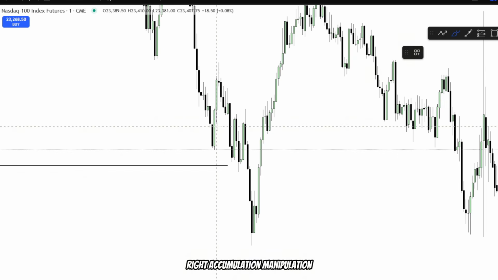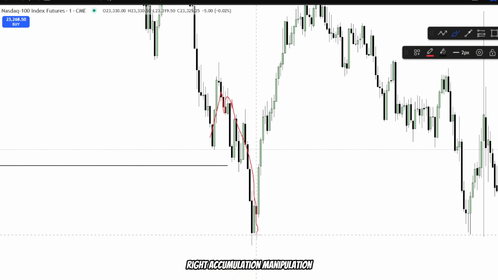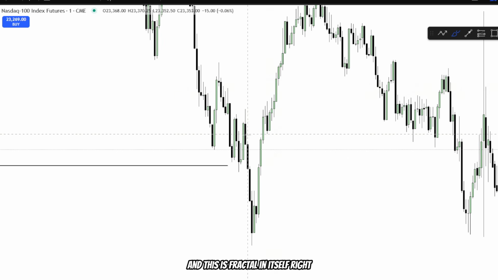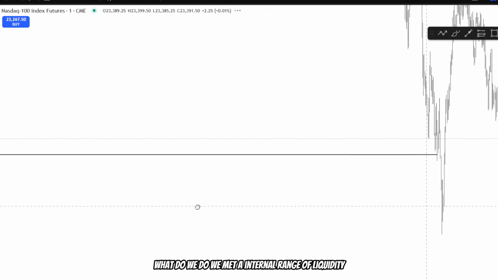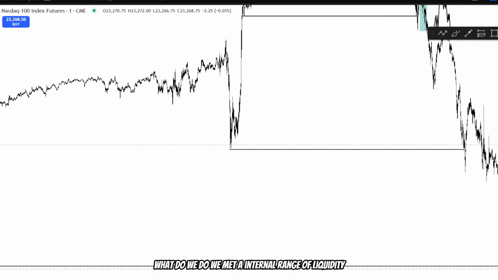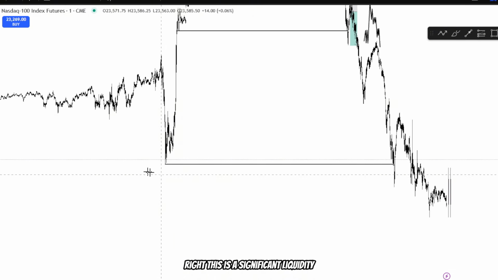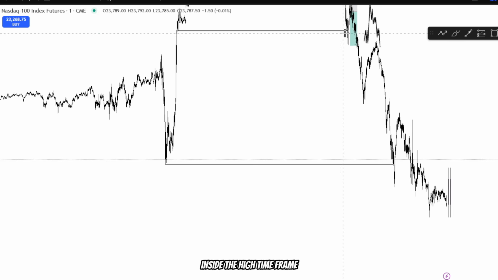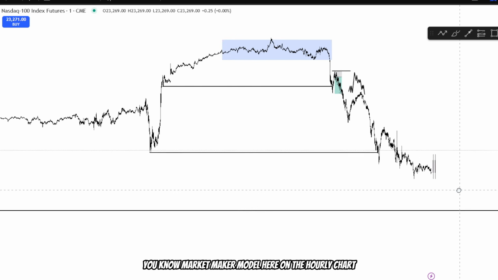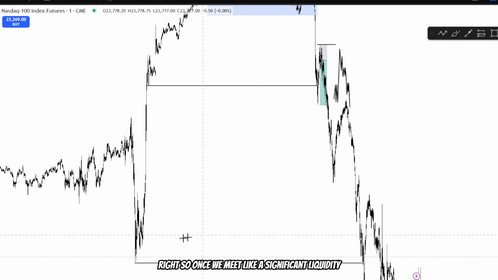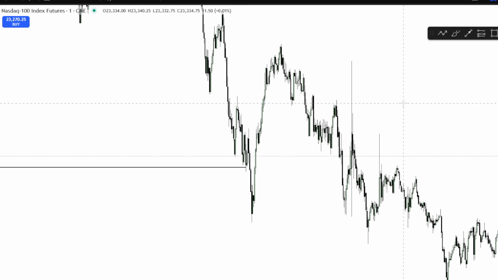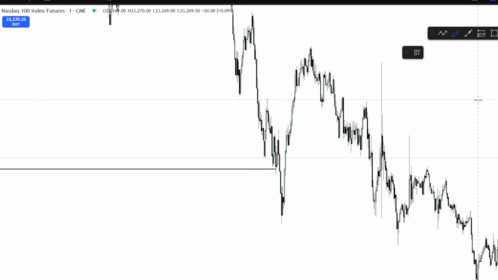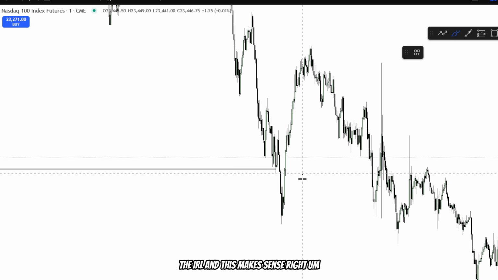Accumulation, manipulation, and this is fractal in itself, right? Because look, we met an internal range of liquidity. This is a significant liquidity inside the higher time frame market maker model here on the hourly chart, right? So once we meet a significant liquidity or an internal liquidity, you can expect a retracement to the IRL, and this makes sense, right?